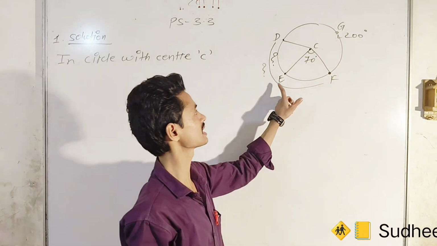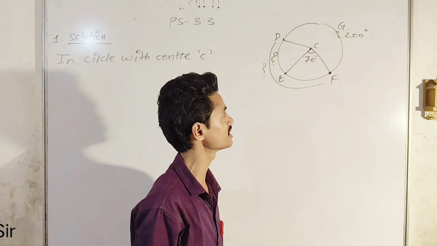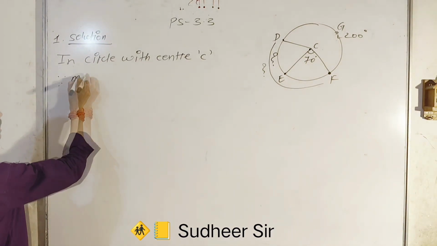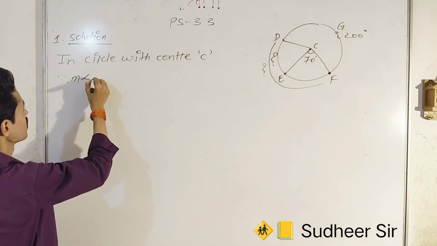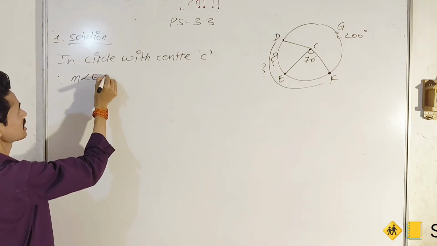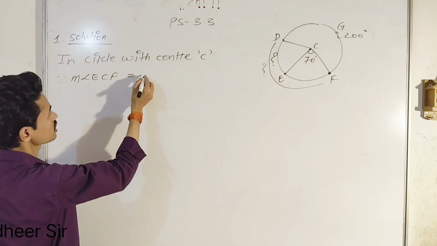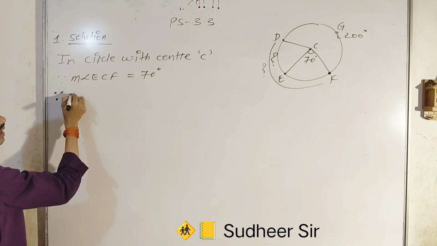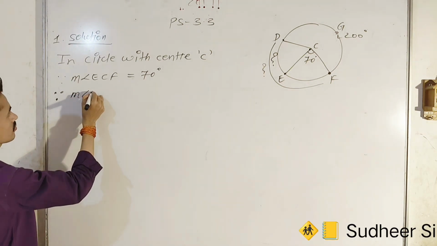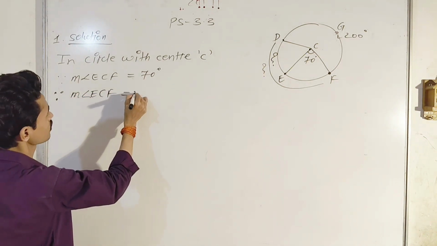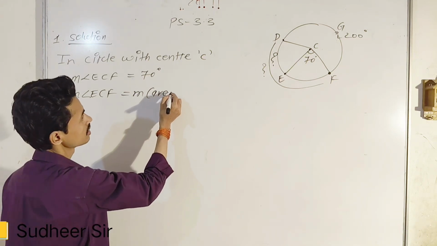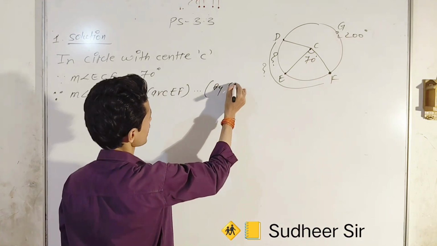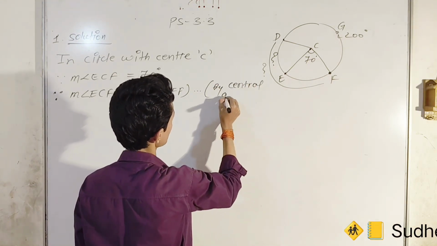After writing this, we can see the measure of the central angle is equal to 70 degrees. Since the measure of angle ECF is equal to 70 degrees, the measure of angle ECF is equal to the measure of arc EF, by the central angle property.